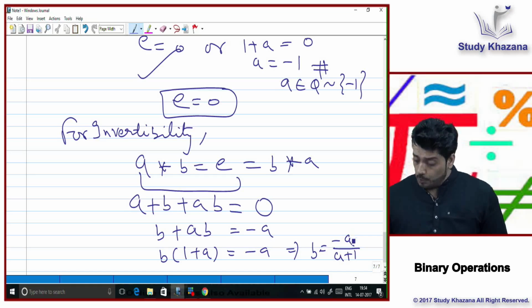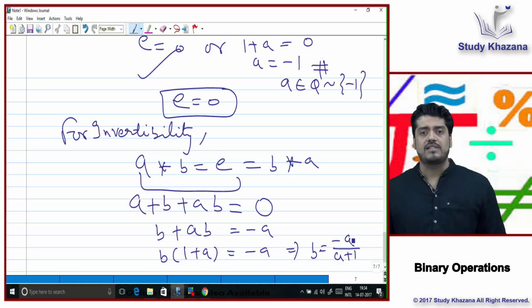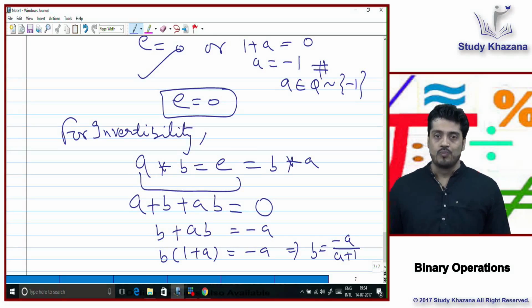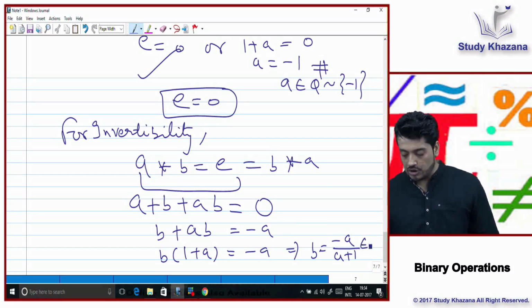Now, this number minus A upon 1 plus A is meaningful if the denominator 1 plus A is non-zero. And it is evident that 1 plus A is non-zero, because 1 plus A equal to 0 would imply A equal to minus 1, and that is not true. So therefore, I am sure that this element again belongs to Q deleted minus 1.